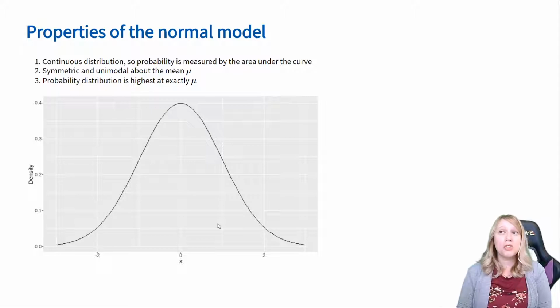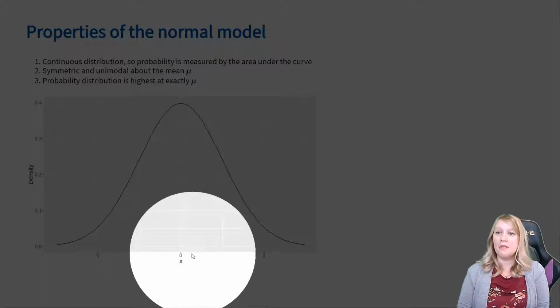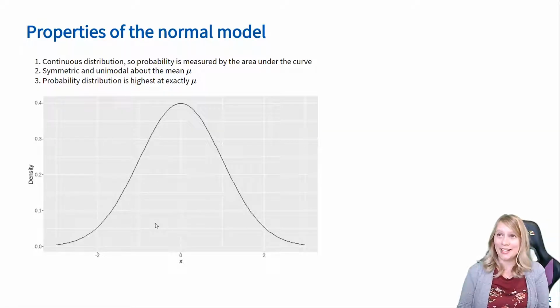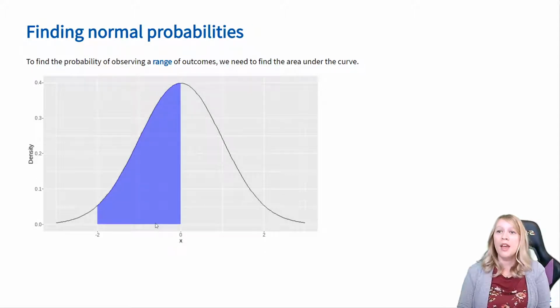The normal distribution is symmetric and unimodal. So the highest point of this distribution is the mean mu. Here in this plot, the mean mu happens to be 0 because that's the highest point. Now, to find the probability of observing a range of outcomes, so for example, observing a value of x in this plot between -2 and 0, we do need a way to find the area under the curve.